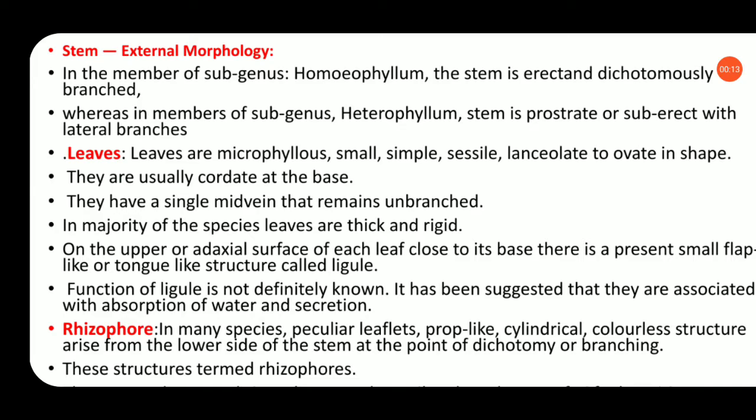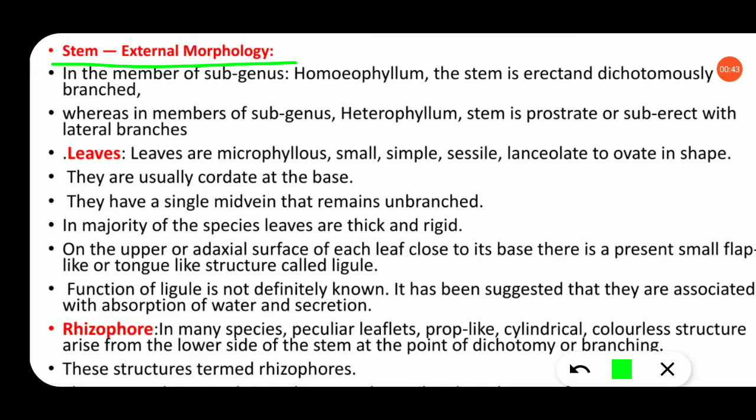Now, in this lecture, we discuss some morphological characters of Selaginella. You know that morphology is the study of the external characters. Here we study the morphology of the stem, leaves, root, and rhizophore. First point is the external morphology of the stem. How does the stem of Selaginella look?